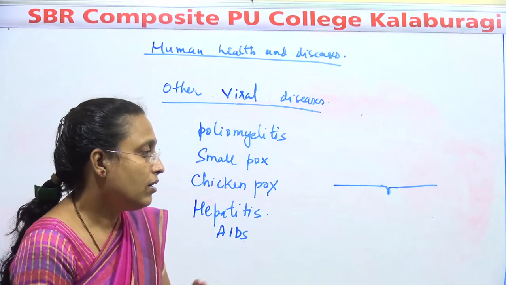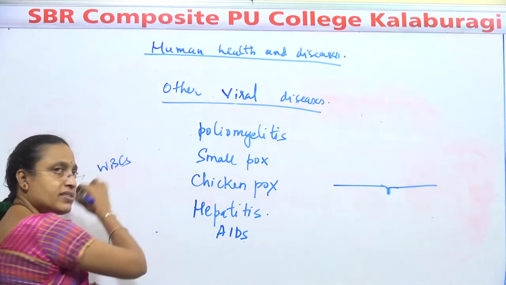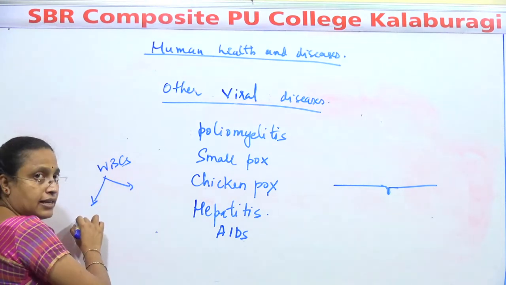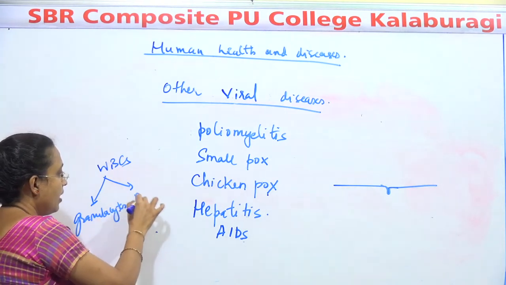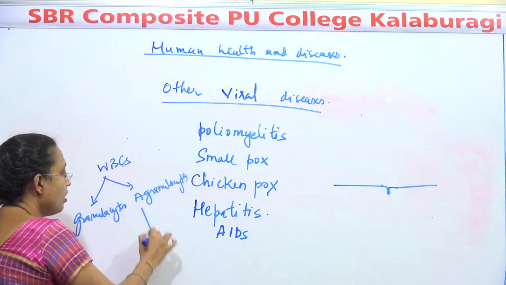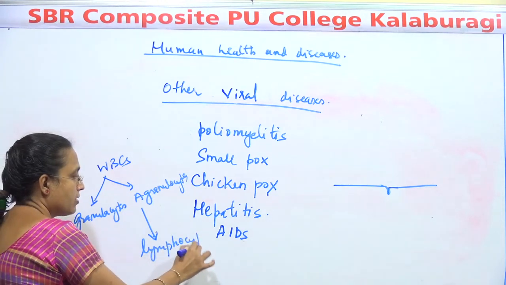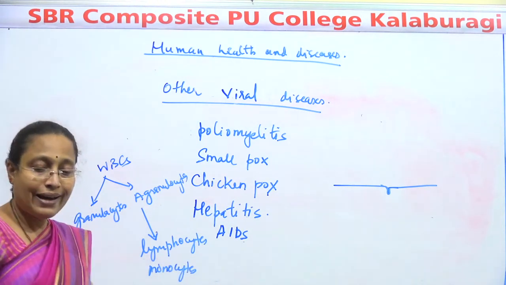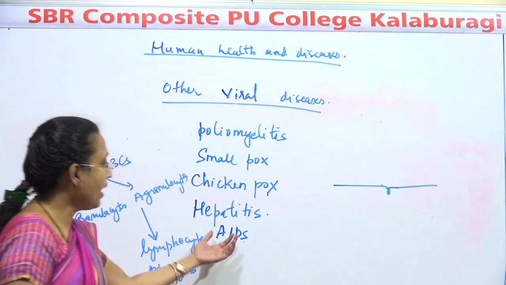The immune system is brought about by WBCs, and WBCs you can broadly divide into granulocytes and agranulocytes. Agranulocytes are two types: lymphocytes and monocytes. Now, the AIDS virus, that is human immunodeficiency virus, is the virus name, whereas AIDS is the disease name.